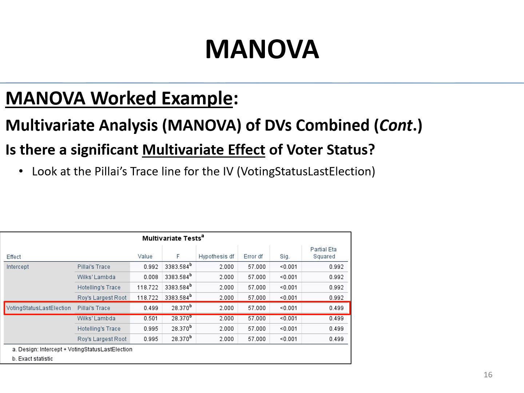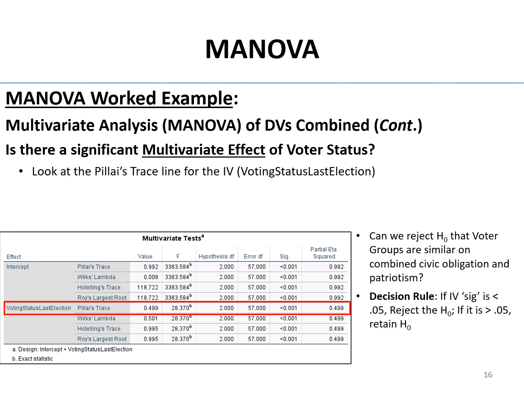Just go ahead and look at the sig. You can see sig is indeed less than 0.05. So the setup question is, can we reject the null that voter groups are similar on combined civic obligation and patriotism? There's our rule. If the sig is less than 0.05, we'll reject that null. If it's greater than 0.05, we'll retain it. As I already said, it's clearly less than 0.05.